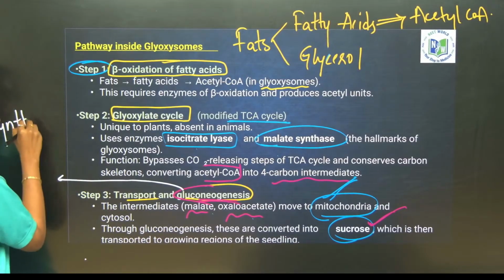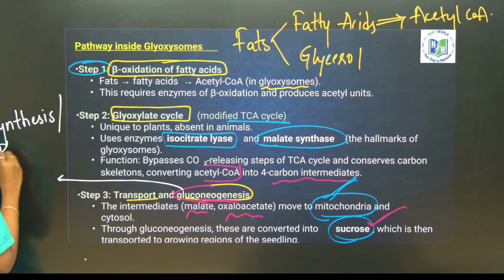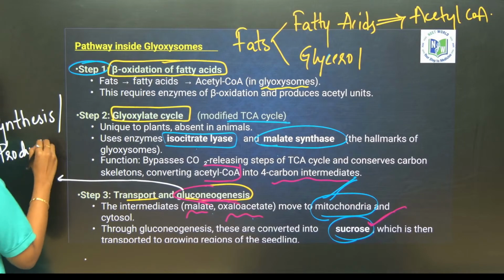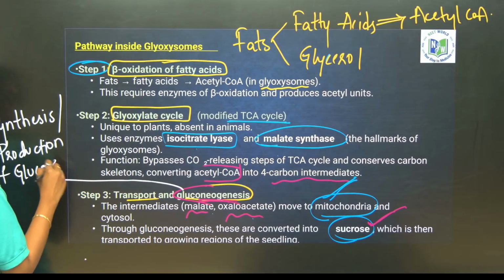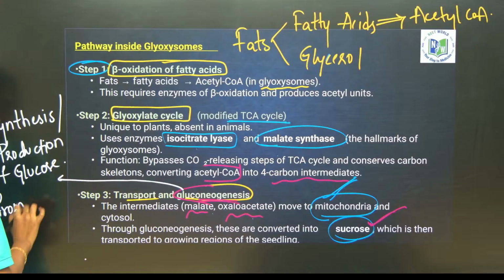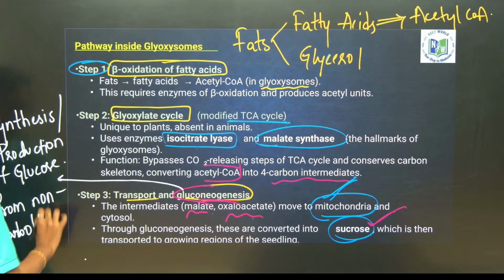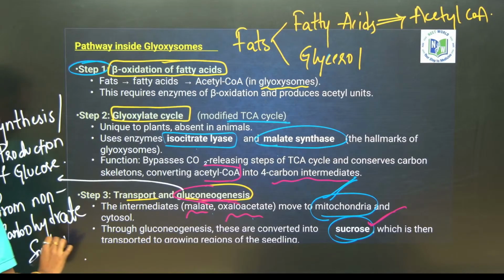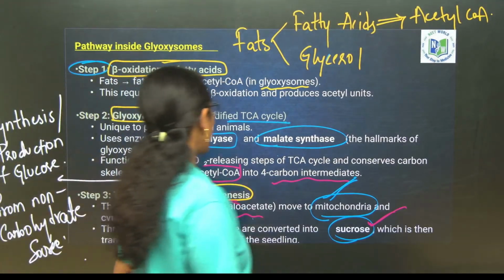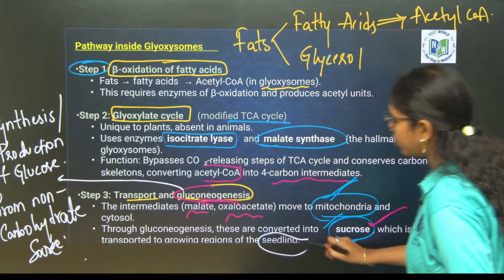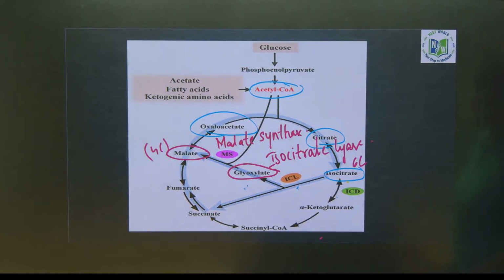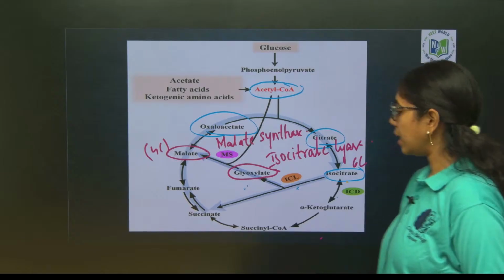Synthesis or production of glucose from non-carbohydrate source. Clear, right? Through gluconeogenesis, these are converted to sucrose, which is then transported to growing regions of the seedling. This is the major activity of glyoxysomes that are seen in the seedlings.